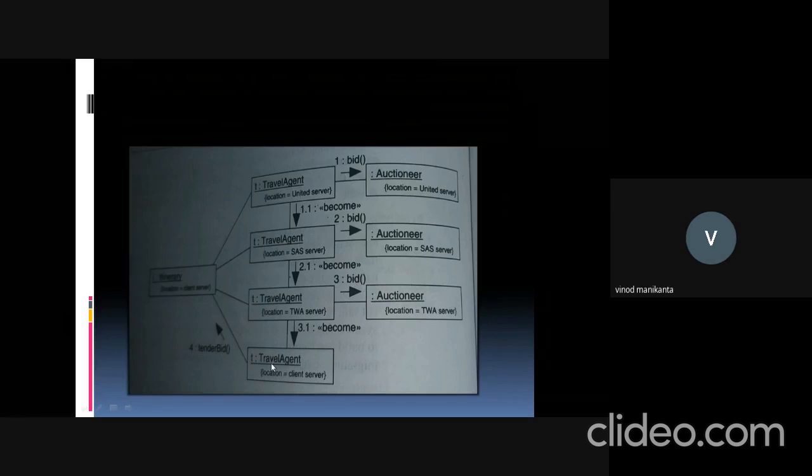Then this travel agent T, if you see, all the objects are the same objects. These objects are migrating from one server to another server. So this travel agent will send the response to the itinerary.